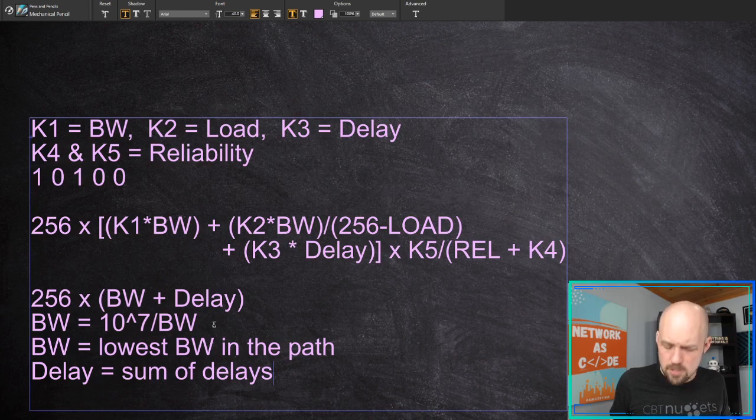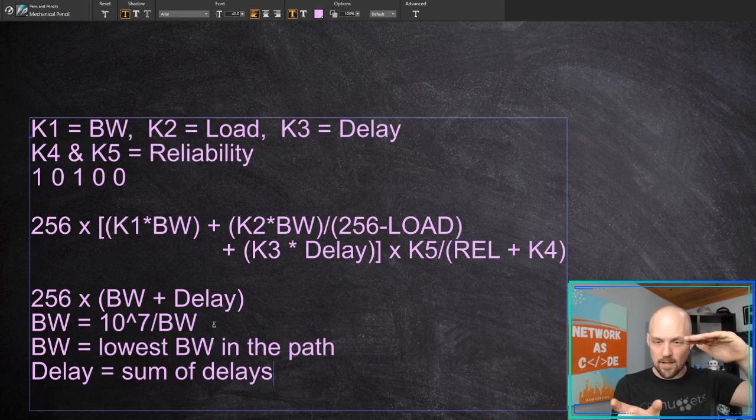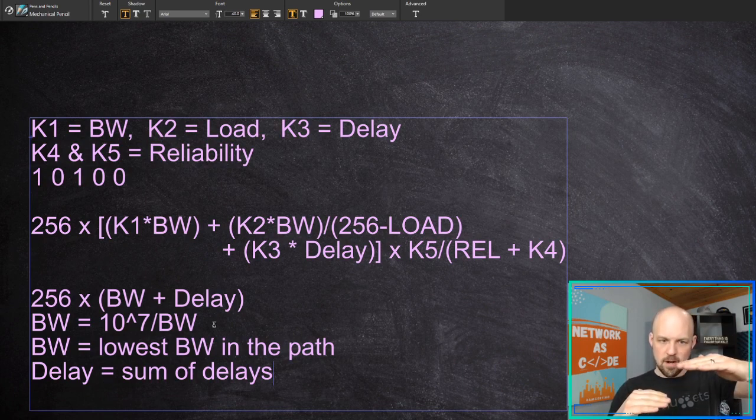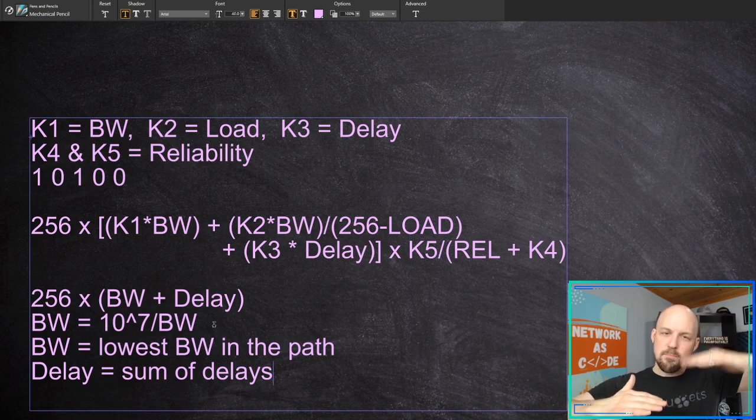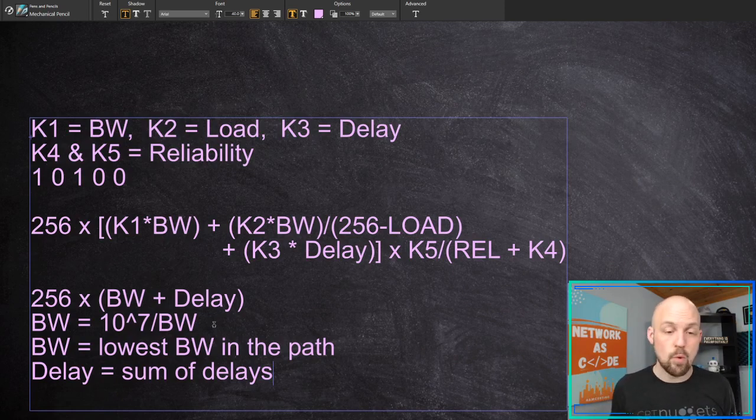Why didn't anything change? Because the bandwidth I tweaked happened to not be the minimum in the path. So I took this link bandwidth and I lowered it, even though this link out here was the lowest one in the path. So tweaking the bandwidth can do literally nothing. Tweaking the delay will always change the metric in the path because we add up all of the delay, and that is what we use for our calculation.